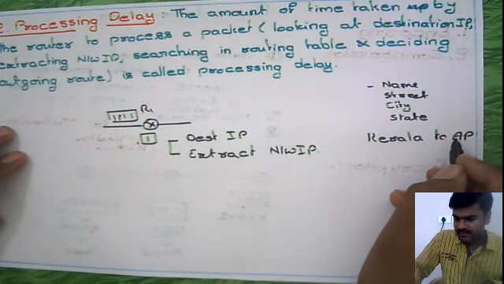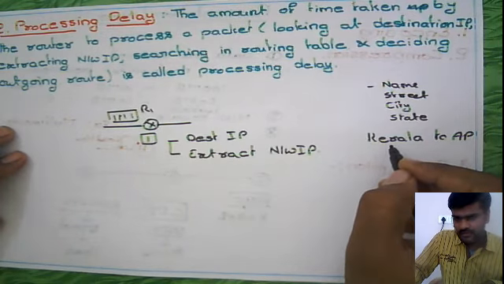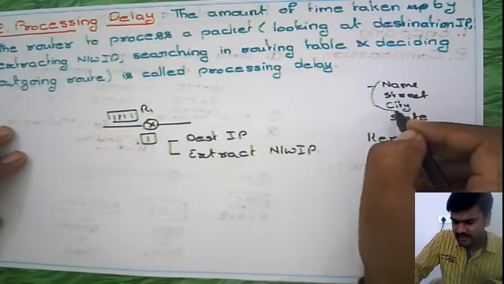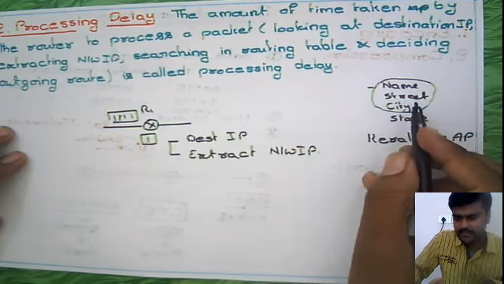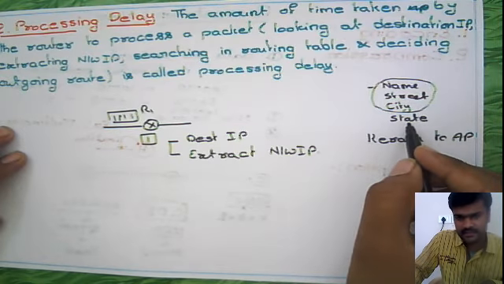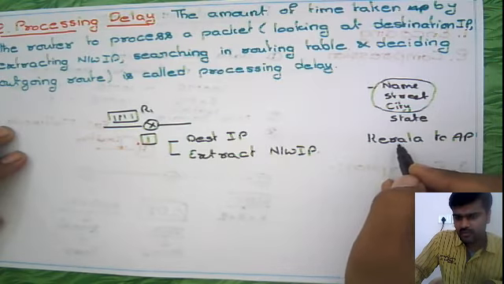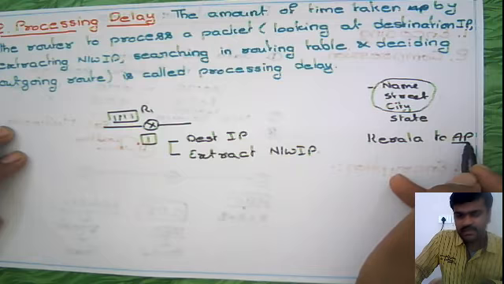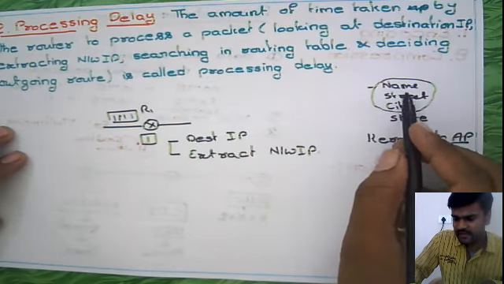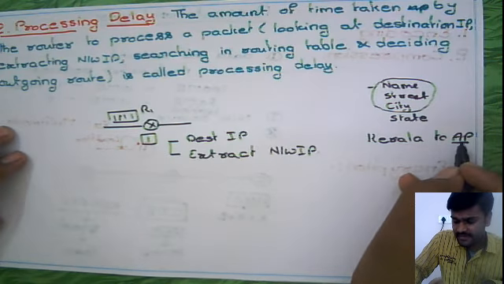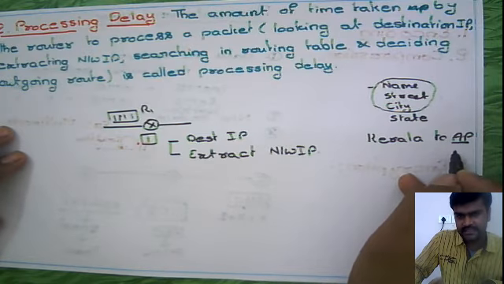In the to address, the postman at the post office located in Kerala is looking at this address. He need not consider name, street, city. He will see only the state. That state is not the same as his state, so he has to forward it towards the AP state. That's why he is not considering these three parameters. In this case, the state becomes the network ID, and he is extracting this network ID.